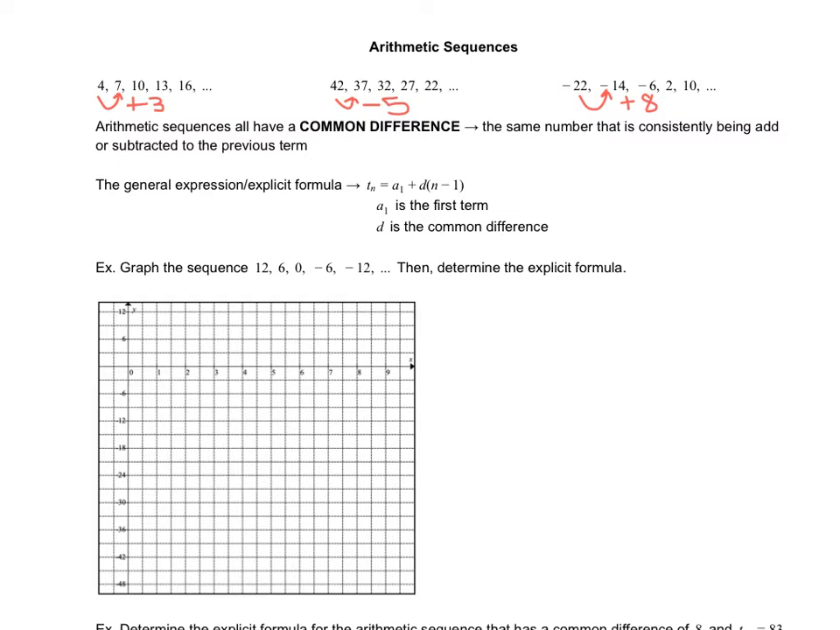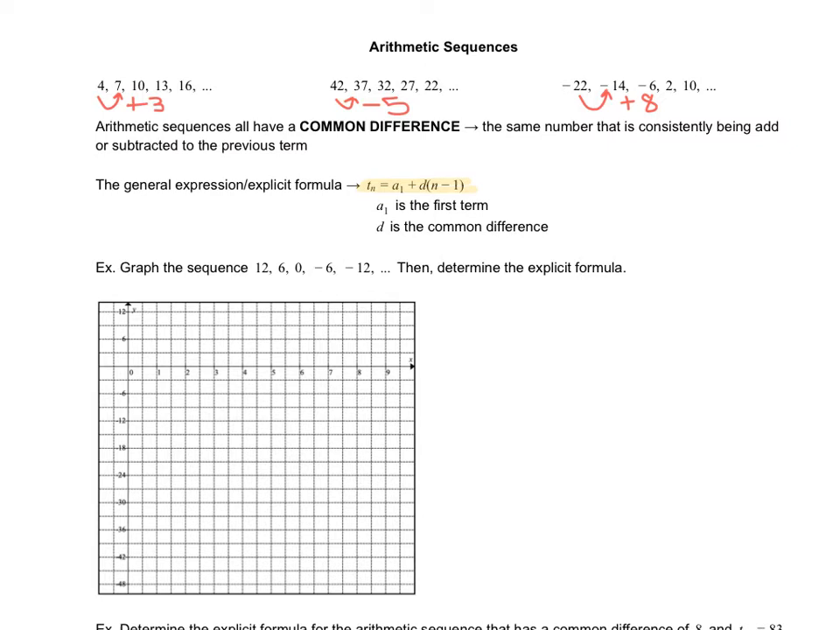Now, if something is an arithmetic sequence, there is an explicit formula that we can use. And this is the explicit formula. Tn, which is any general number in the sequence, is equal to a1, which is the first term, plus d, where d is the common difference, times n minus 1. And n is the position number of that specific term. So for example, the 10th term, n equals 10. The 20th term, n equals 20.